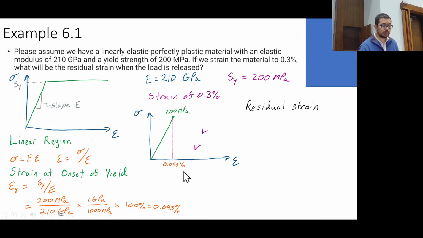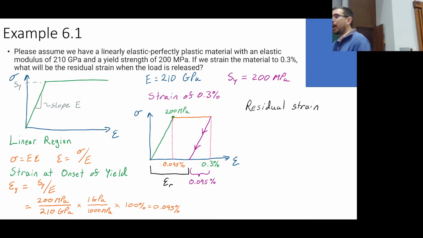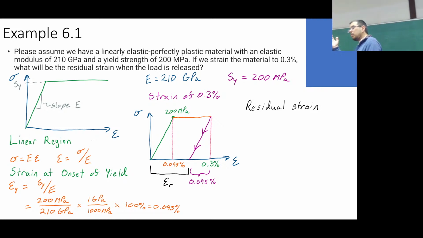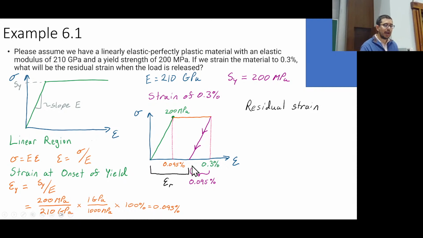So that's really right here. We're going all the way to 0.3. We just draw this line out. This is the perfectly plastic line, and we go all the way to 0.3. Now, when we unload, we're going to go back down that line right here. What is the backtrack? Well, we go down with the slope of the elastic modulus, and we're at the yield strength of 200. So we're going to go backwards 0.095%.